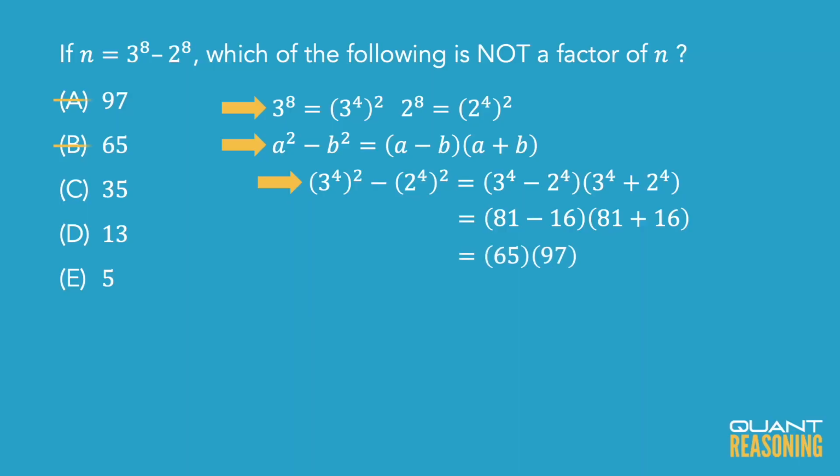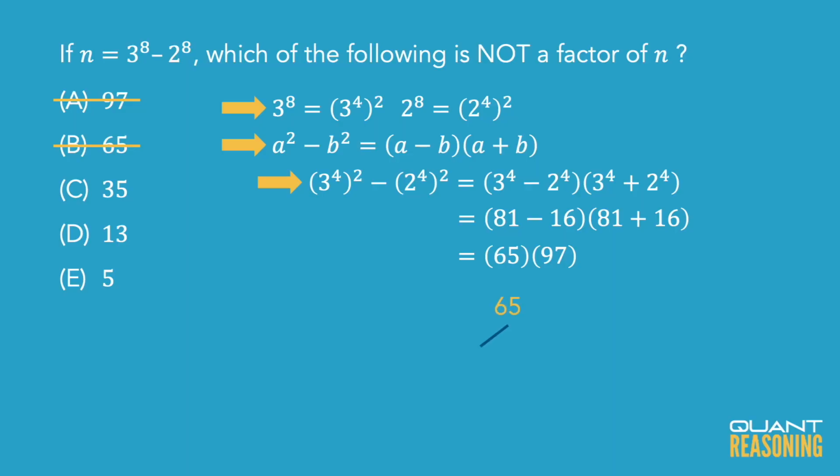Now, I do see 65 and 97 in the answer choices. I'll go ahead and eliminate those because the question wanted to know which of the following is not a factor of this number. And 65, of course, is not a prime number. It breaks down to 5 times what? Well, there's 10 fives in 50 plus another 3 fives in 15, so a total of 13 fives.